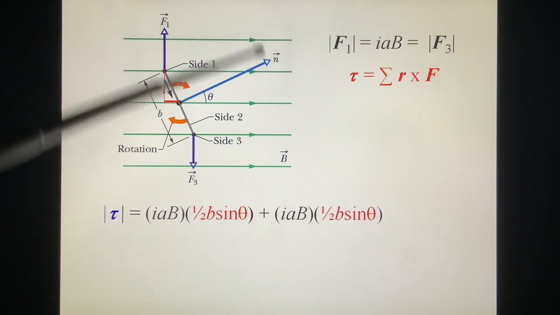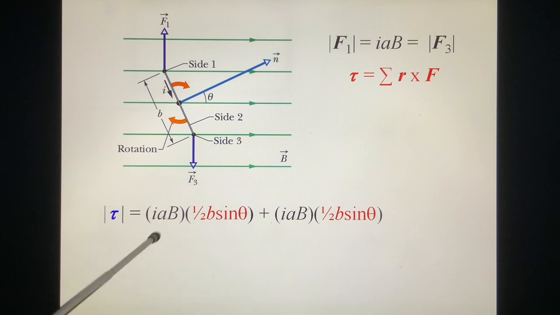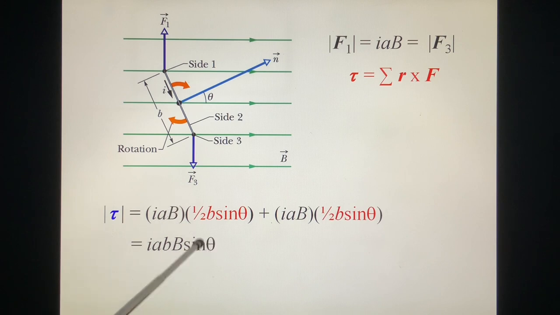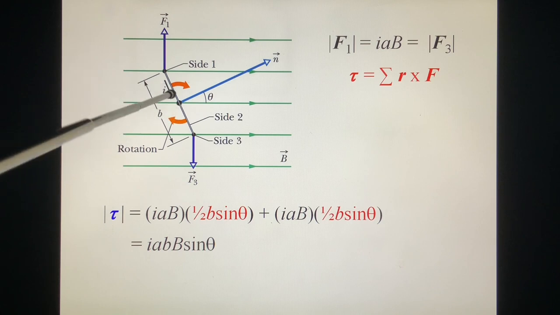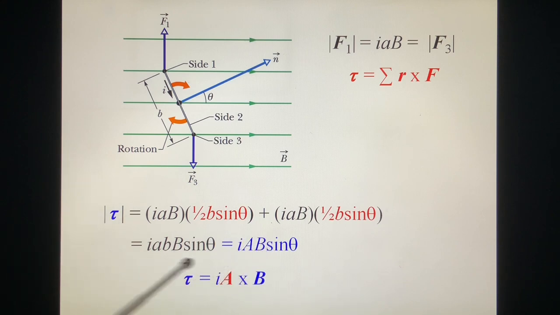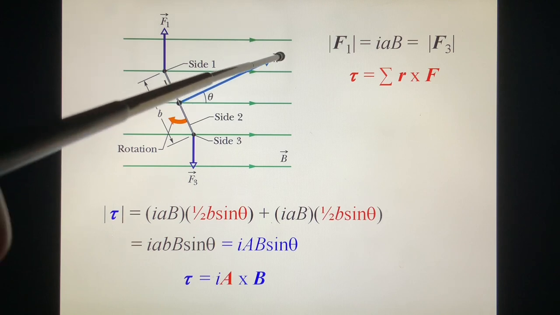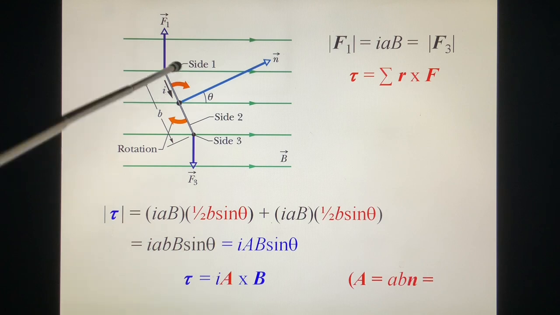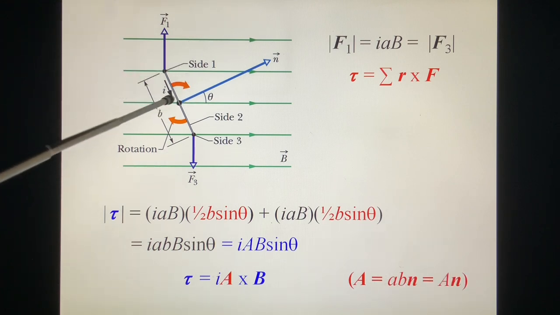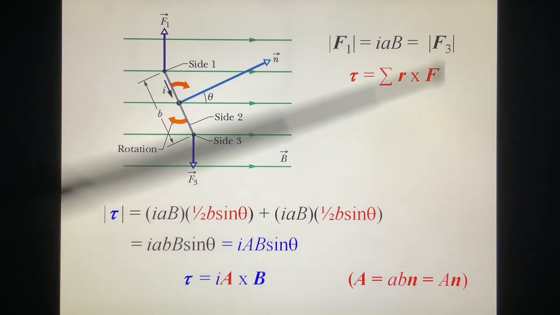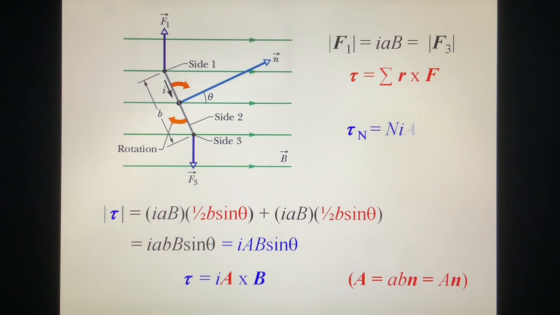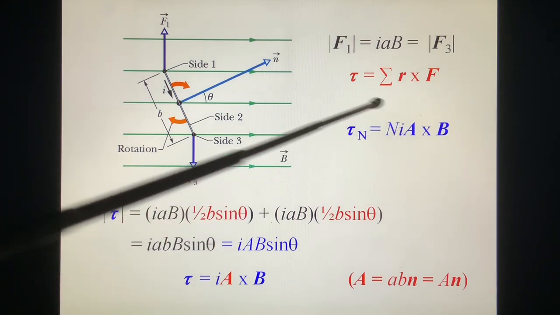So this pair, you have a torque acting on this loop. Put together, we get IAB sine theta. This AB is the area of this loop. So we call this A. Okay, so the torque can be written in general as IA cross B. Theta is this angle, because we know that this is n, the direction of A. The A has the magnitude AB, the area, and direction perpendicular to the loop, the n. So torque on this current loop is IA cross B, where A is defined as area and normal direction. If you have N turns, then the torque is multiplied by N, NIA cross B.